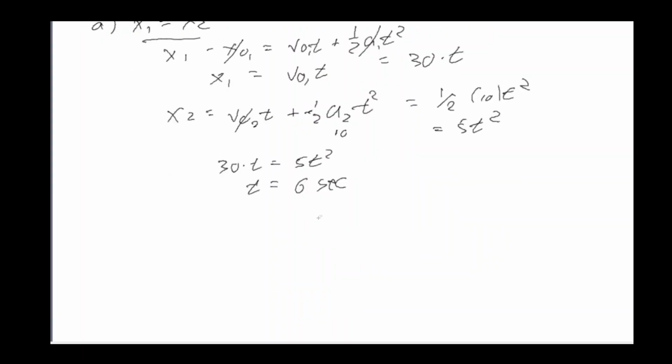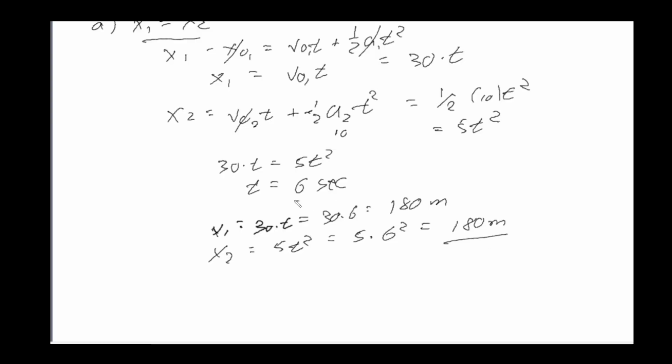Now that we know the time, we can use either equation to find the position when they pass each other. So we know that x1 is equal to 30 times t, which is equal to 30 times 6, or 180 meters, and x2 is equal to 5t squared, which is equal to 5 times 6 squared, which is also 180 meters. The cars pass each other at 180 meters in 6 seconds.